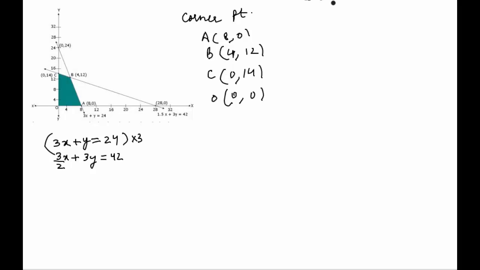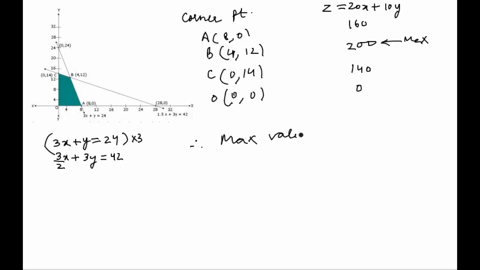So now we find out the value of Z, which is the profit, 20x plus 10y, at all of these points. So here it would be 20 into 8, 160, plus 10 into 0. 20 into 4, 80, plus 120, so 200. 140 and 0. So we see that this is the maximum. Therefore, we'll say that the maximum value of Z is equal to 200 at x equal to 4 and y equal to 12.